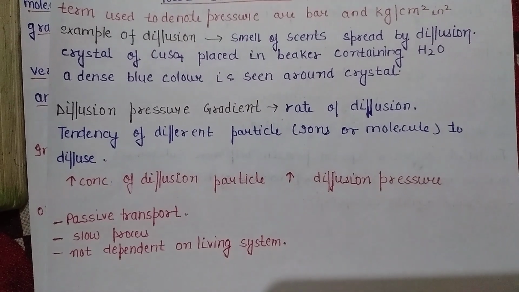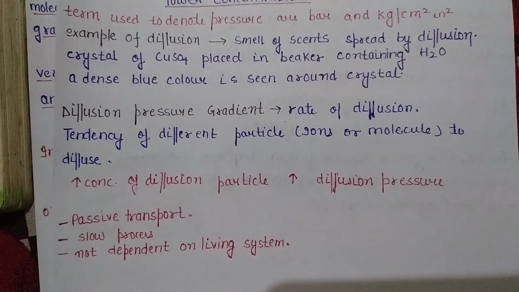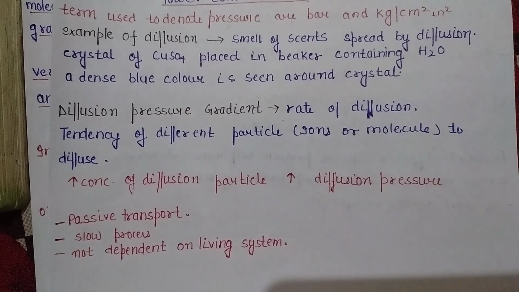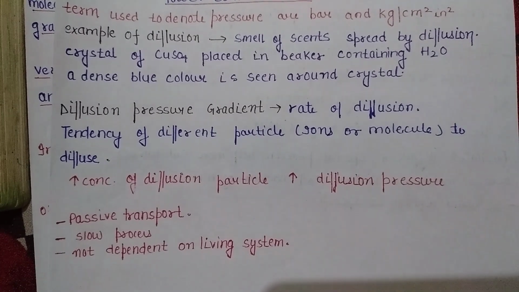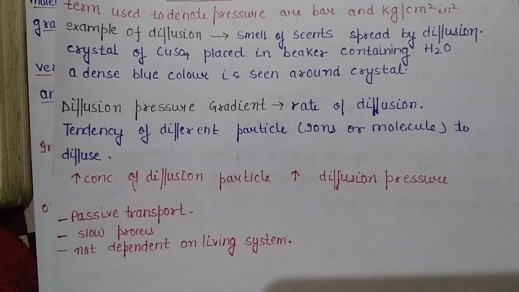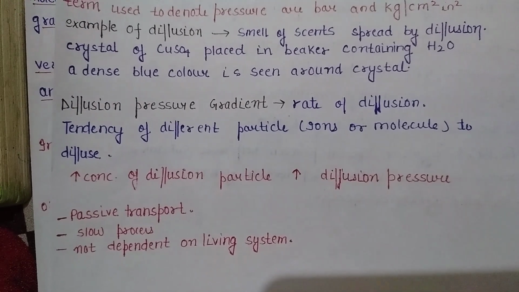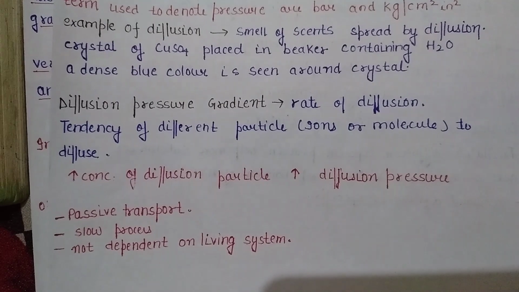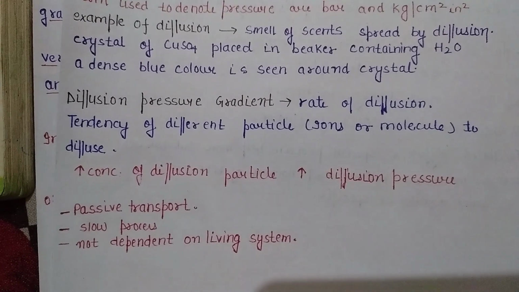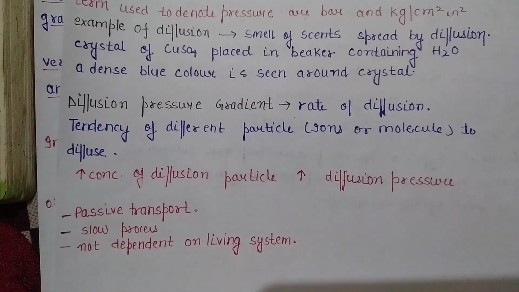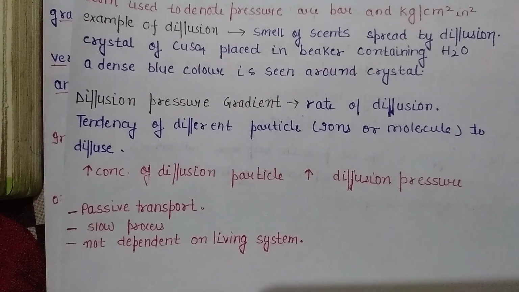Diffusion pressure gradient is a gradient by which we know the rate of diffusion, that is how much diffusion is taking place, and the tendency of different particles, ions or molecules to diffuse. Increase of concentration of diffusing particles increases the diffusion pressure. And diffusion is a passive transport. It is a slow process as it is not dependent on the living system. You have to note this point. These are very important and are asked in competitive examinations.